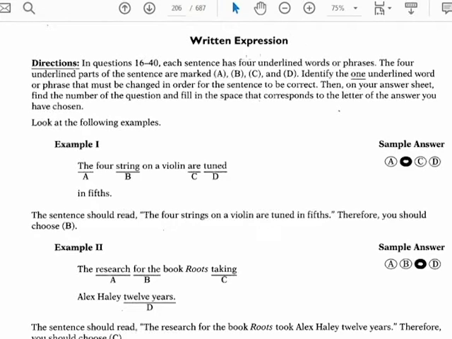Okay, now we go to the example questions about written expression. The first question is: the fourth string on a violin are tuned. The answer is B. Because the sentence shows that the word string in that sentence is more than one. So we must add the letter S at the end of the word so that it becomes strings. So the answer is B.